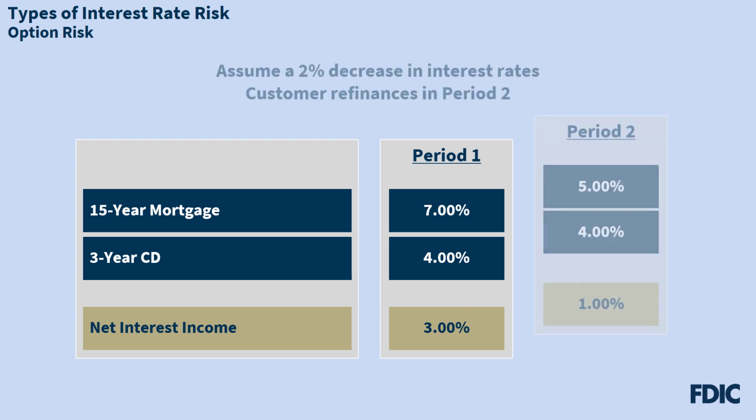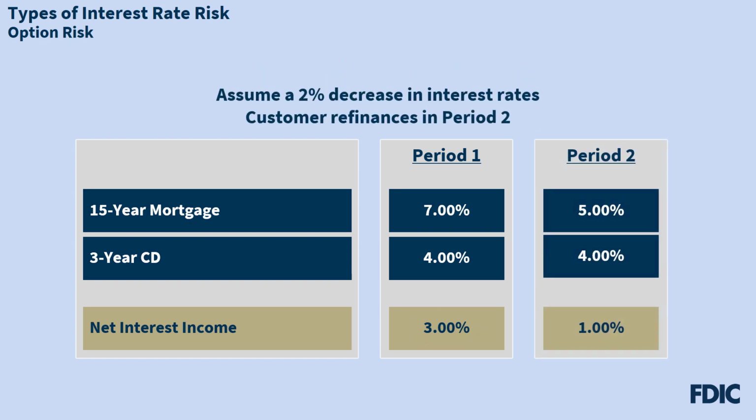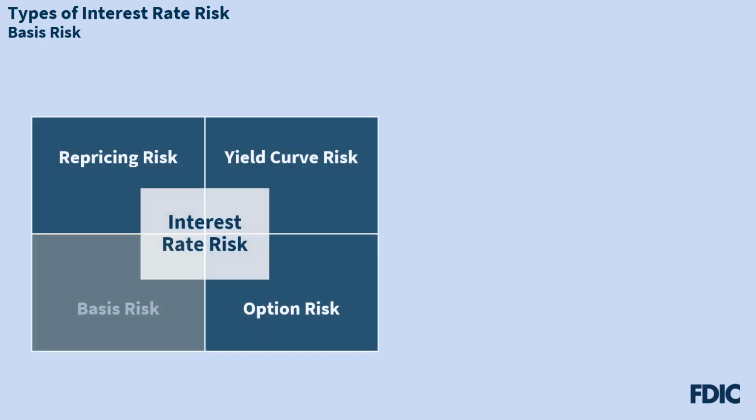But what happens when general mortgage rates decline in period 2? Let's assume that interest rates decline by 2%. Our mortgage customer refinances or prepays their mortgage and is now paying 5% versus 7% in period 1. Assuming the bank is able to keep this customer, it's now earning a much lower yield on the asset, while still paying the same rate for the time deposit. As a result, the spread in period 2 has declined from 3% to 1%.